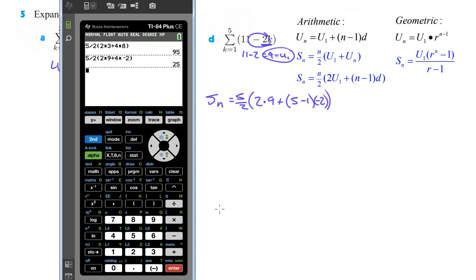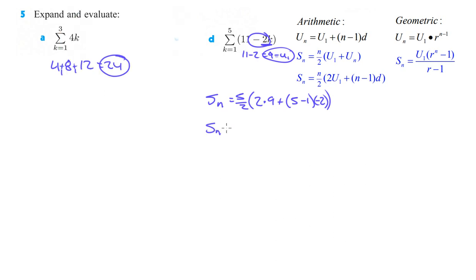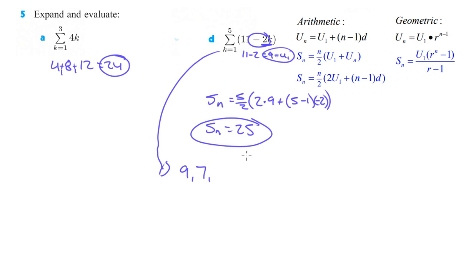That gives us that the sum of those first 5 numbers of this series is going to be 25. Okay, so that's with the formula. If you actually go through and do this without the formula, if you just figure out what each of the numbers are, so if we plug in 1, we get 9. 11 minus 2 times 2 is 4, so that's going to be 7. And we're actually just going down by 2 each time: 5, 3, and 1.